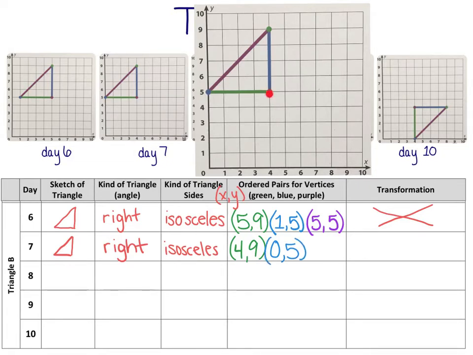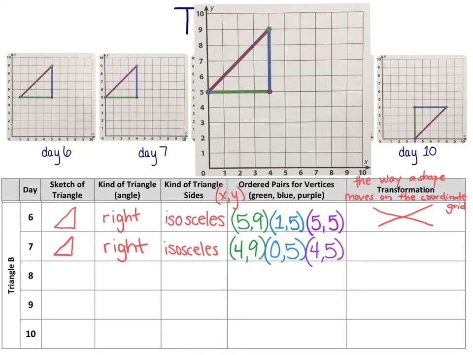Now we will look at the purple point. Purple. The x-axis is 4. So write 4, comma, and then the y-axis is 5. Ordered pair 4, 5. So just as a reminder, transformation is the way a shape moves on a coordinate grid.